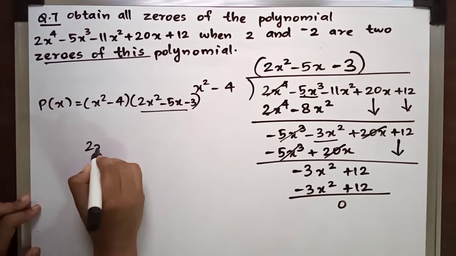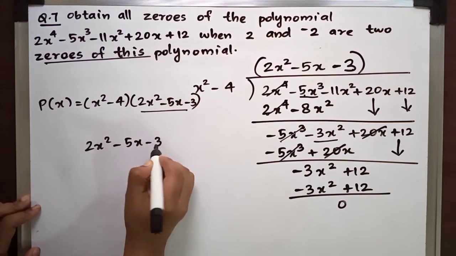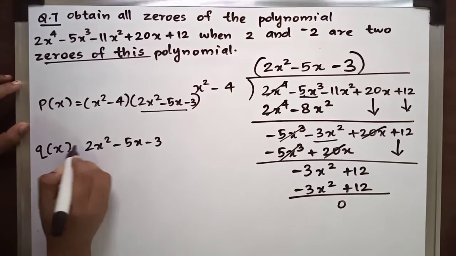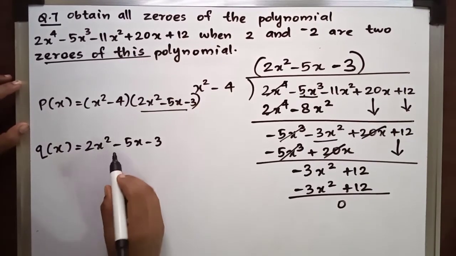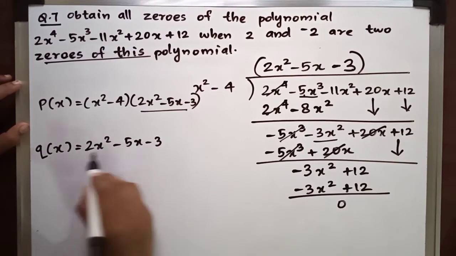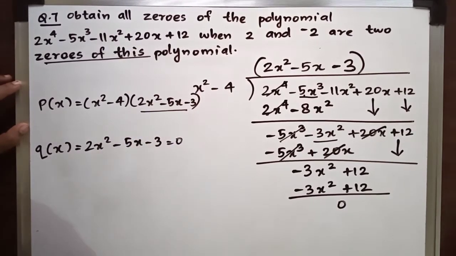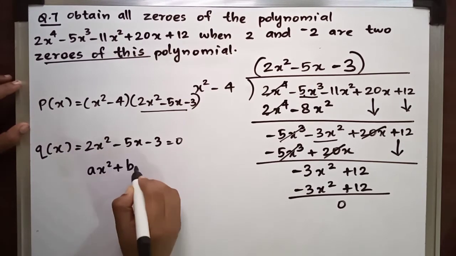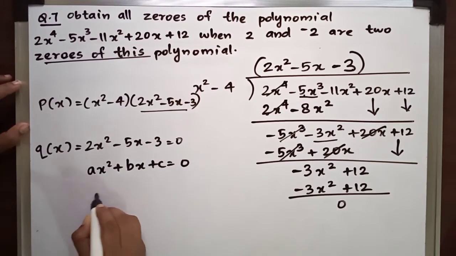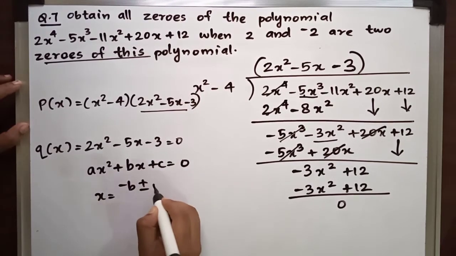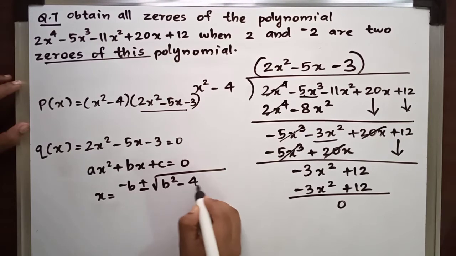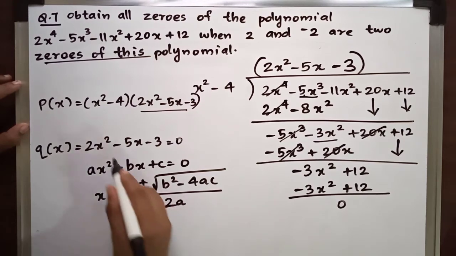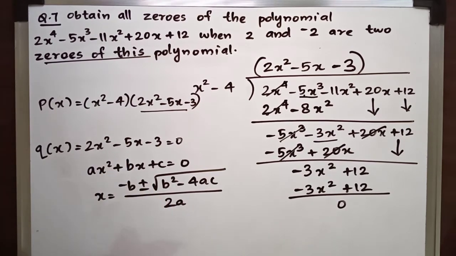That means we have to find the zeros from 2x square minus 5x minus 3. Let us denote it as q of x. We have to find the values of x satisfying this equal to 0. We have learned that ax square plus bx plus c is equal to 0 means x is equal to minus b plus or minus square root of b square minus 4ac divided by 2a, right? Let us apply this equation here to find the zeros of the polynomial.